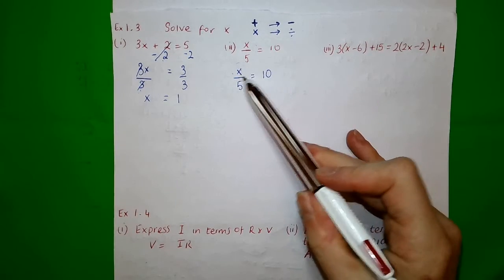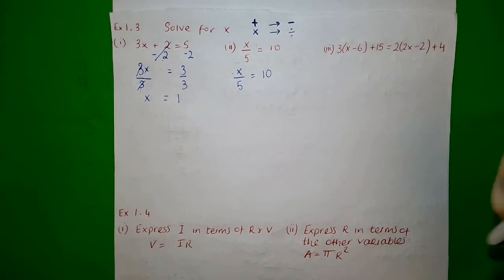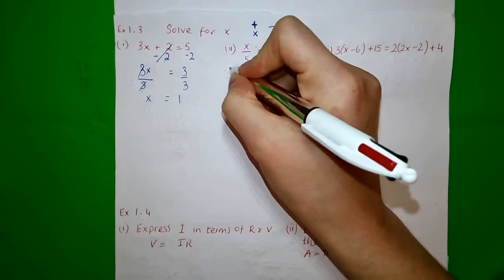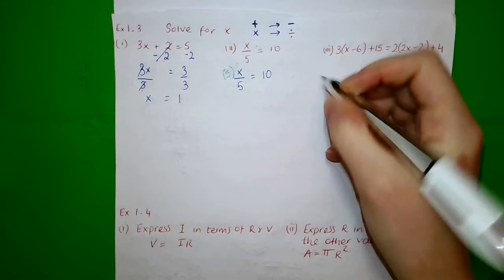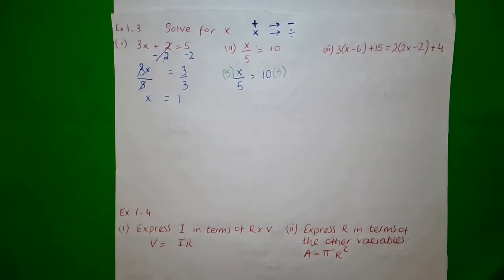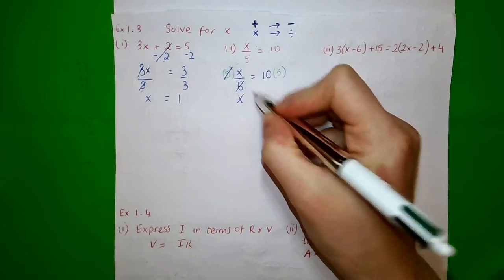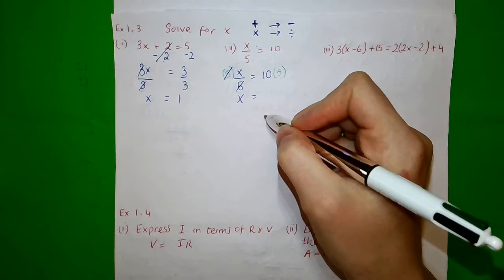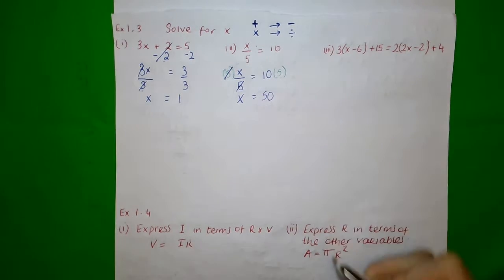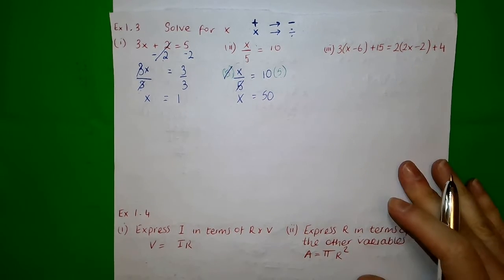So if we want to get rid of this division by 5, we're going to multiply by 5. Okay, and whatever we do to one side, we must do to the other side. Okay, so 5 divided by 5 is x, we're left with x, and 10 multiplied by 5 is 50. So our answer is x equals 50.